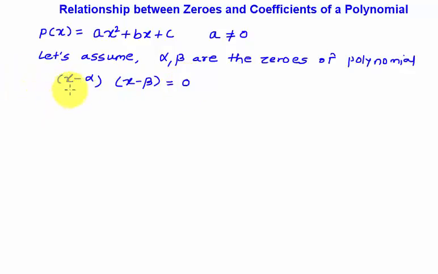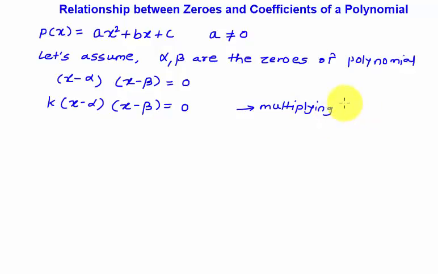Now let's multiply both sides by a constant k. So multiplying by k, what we get? k into x minus alpha into x minus beta must be 0. If we multiply 0 by k, we'll get 0. So this is the result of multiplying by a constant k.